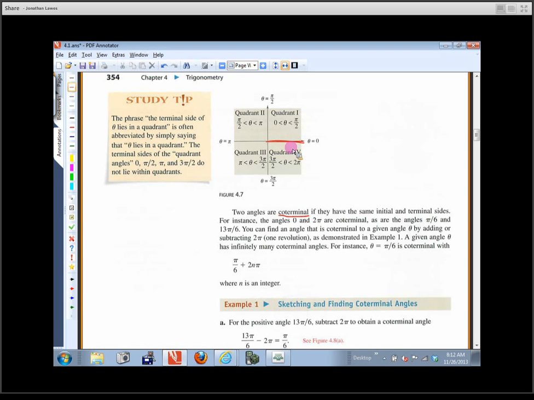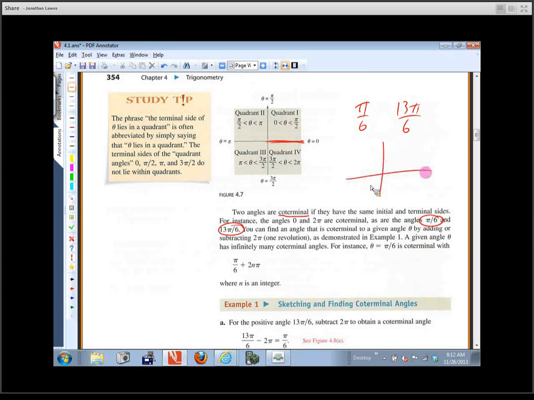There's 0. If I go all the way around, I end in exactly the same place, so that would be coterminal. The angles pi sixths and 13 pi sixths are coterminal. Okay? So pi sixths and 13 pi sixths, those are coterminal.